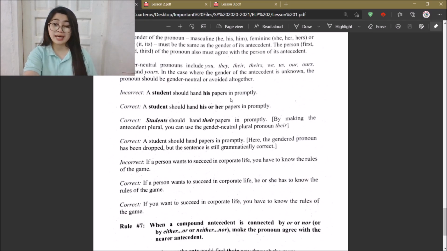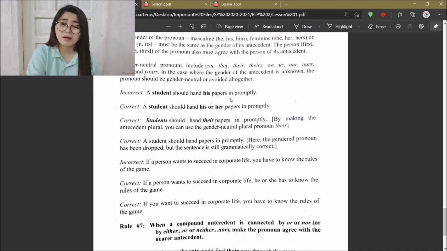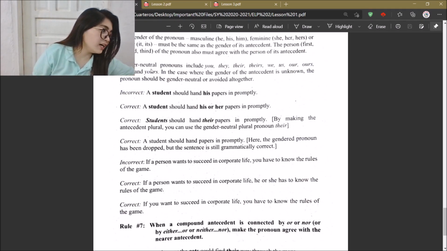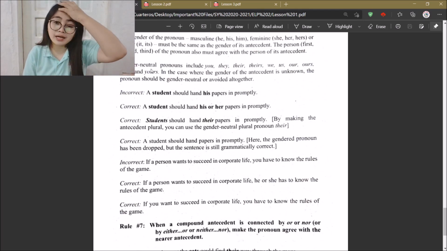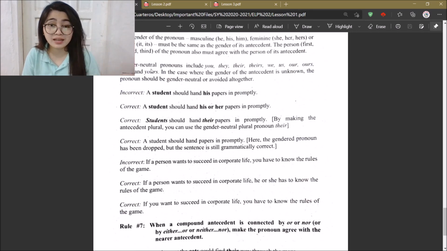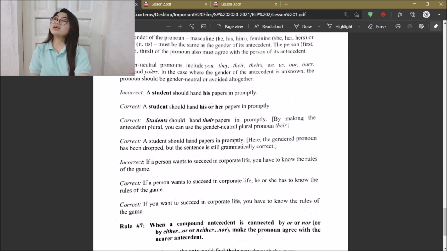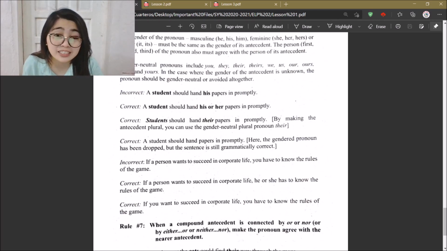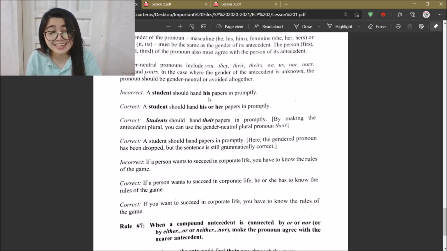Okay, so ayan, we have another example here. A student should hand his papers in promptly. Doon papasok yung dapat gender neutral siya. Kasi there's a tendency for us, especially when we're speaking, we would likely use the "his" na agad-agad. So, mali yun, kasi we are being gender biased. Especially that the subject of the sentence is student, hindi natin alam kung ano to eh. Hindi naman lahat ng student ay lalaki. So, dapat hindi nga tayo gagamit ng his.